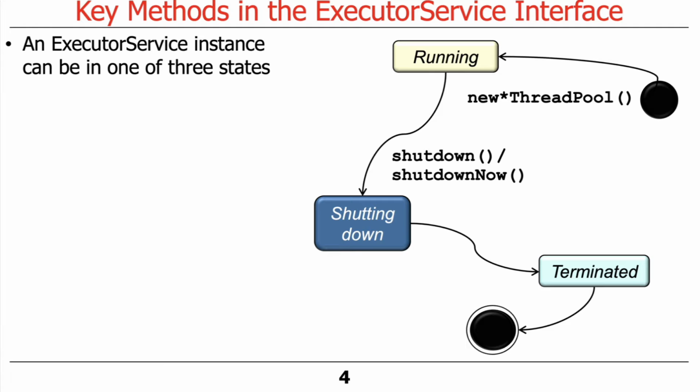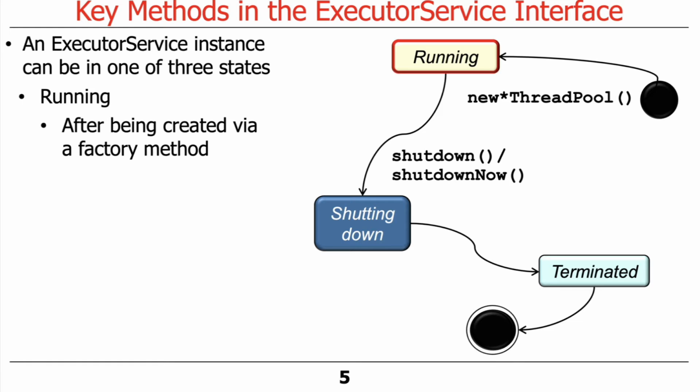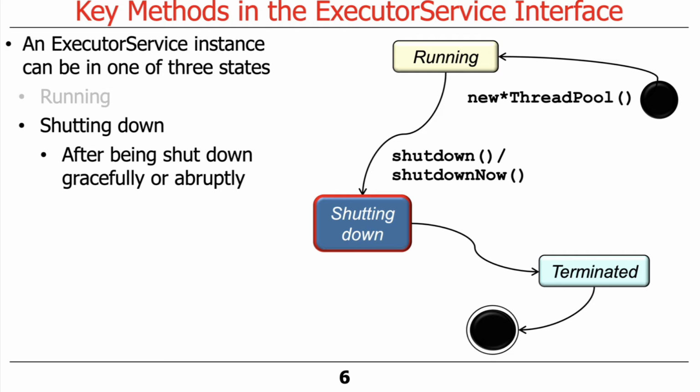So when you make an instance of an Executor Service, it can be in one of three states. It can be running, which is what happens after you create the instance, and you typically create the instance using a factory method defined on the Executors utility class, like newFixedThreadPool or newCachedThreadPool or newWorkStealingPool or something like that. So you use one of the factory methods to make the appropriate instance.